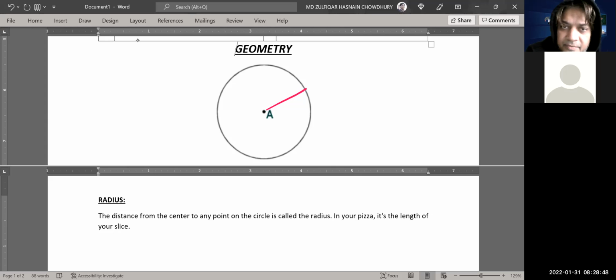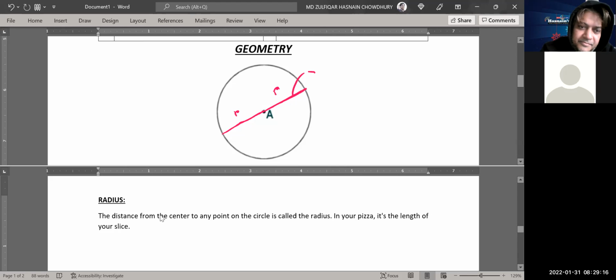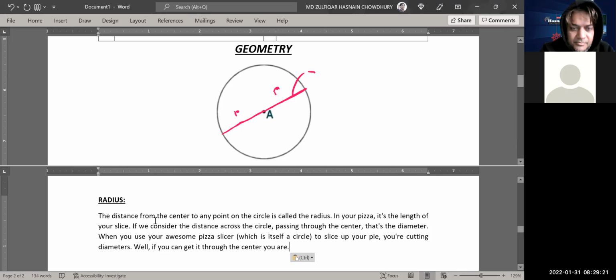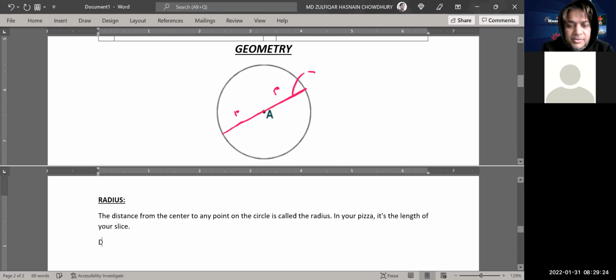What is this? That's the radius. What is this? The diameter. Yes, two radii. We covered some of this last year. So this is the diameter. How many items did we learn? Four. Four things.